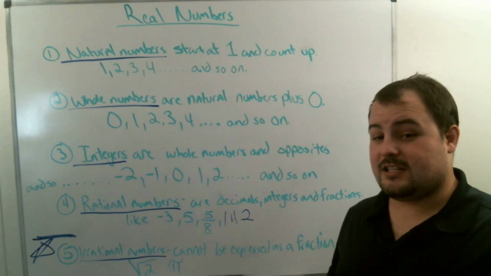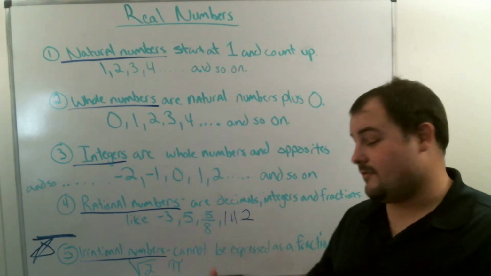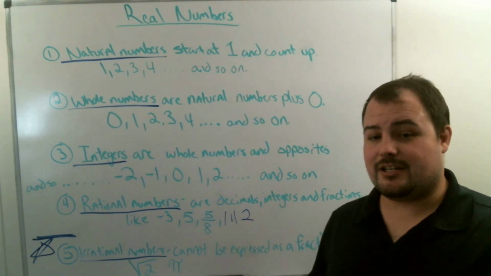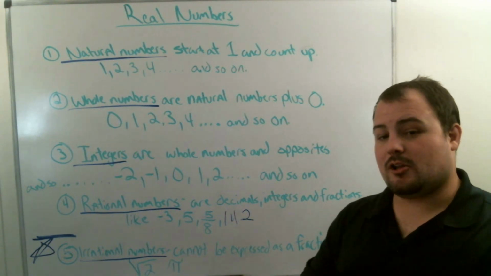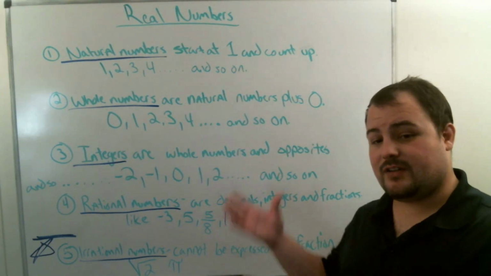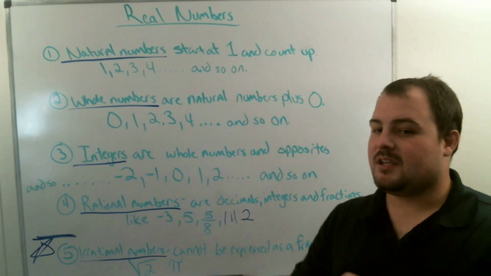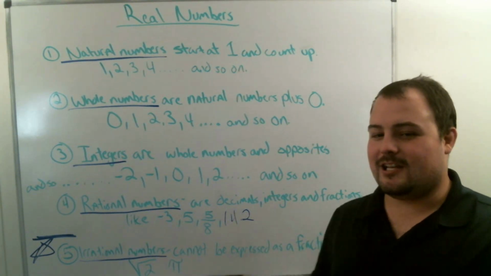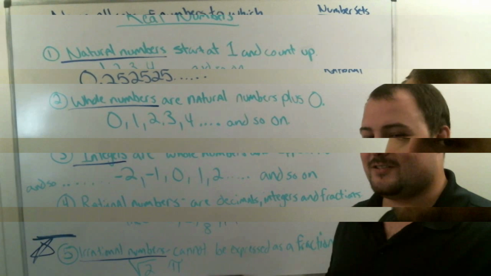If you can't figure out how to write that decimal as a fraction, like it continues on forever, like pi, then that's irrational. So what we're going to do is look at some problems and see if we can classify them based on the definitions we have here. And don't worry if you don't remember these. I got a nice little song for you guys to listen to about these.